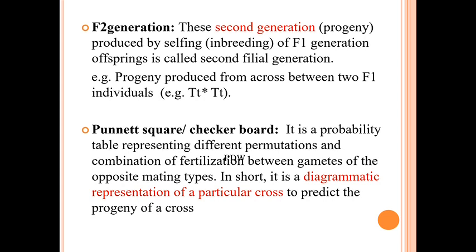Punnett square is also called a checkerboard. Punnett is the name of the scientist who discovered this diagrammatic representation. So, it is a diagrammatic representation of a particular cross. It helps to predict the progeny of a cross. This table also represents different permutations and combinations of fertilization between gametes of opposite mating types.